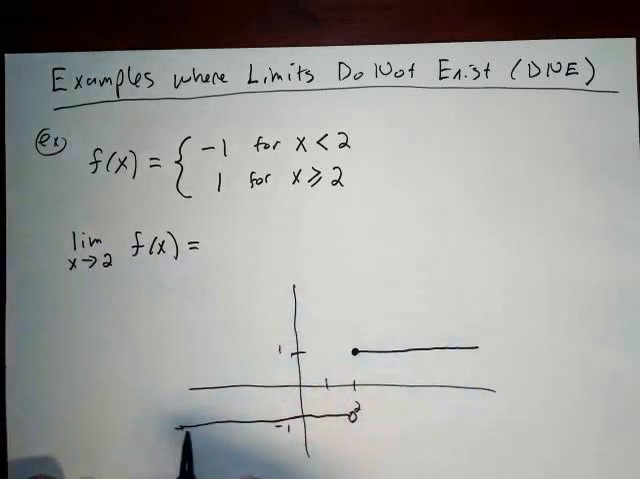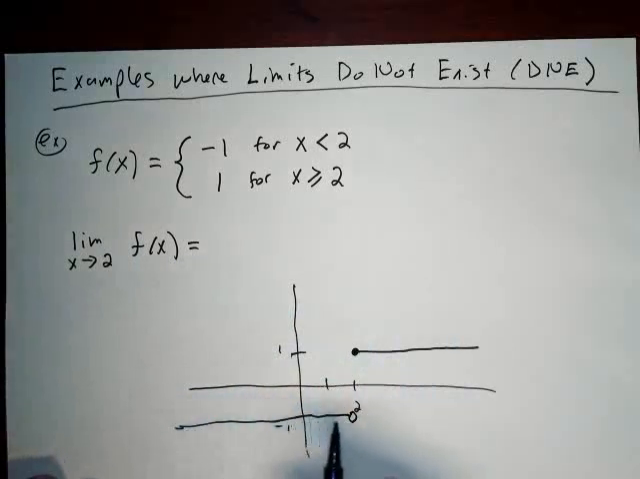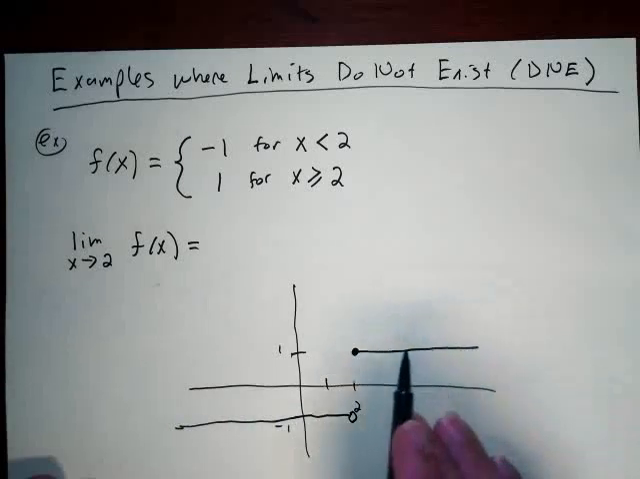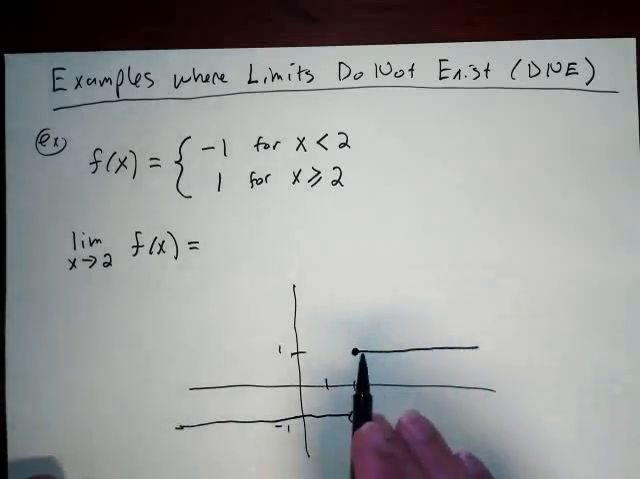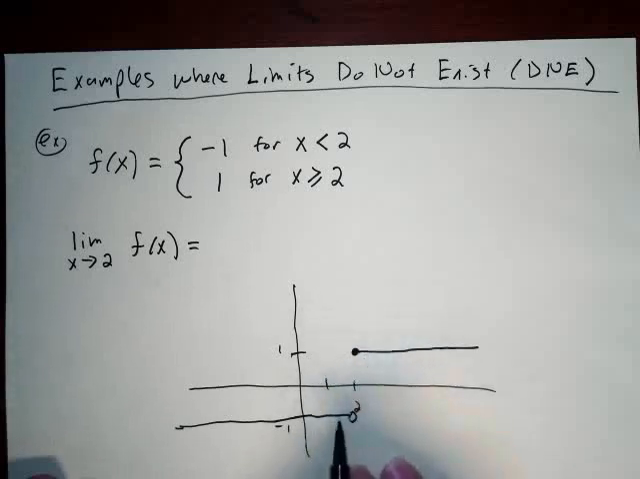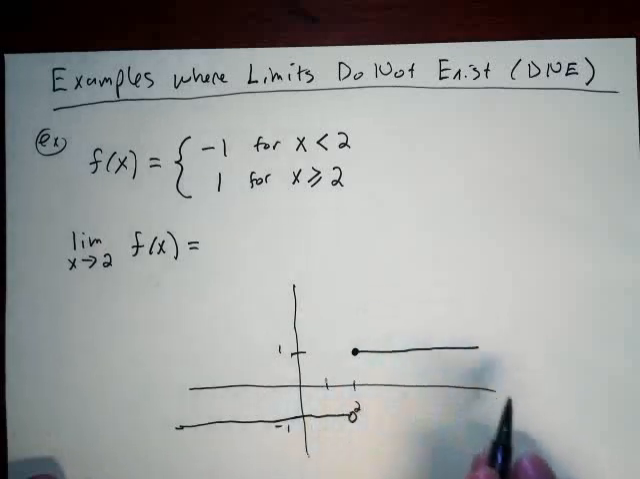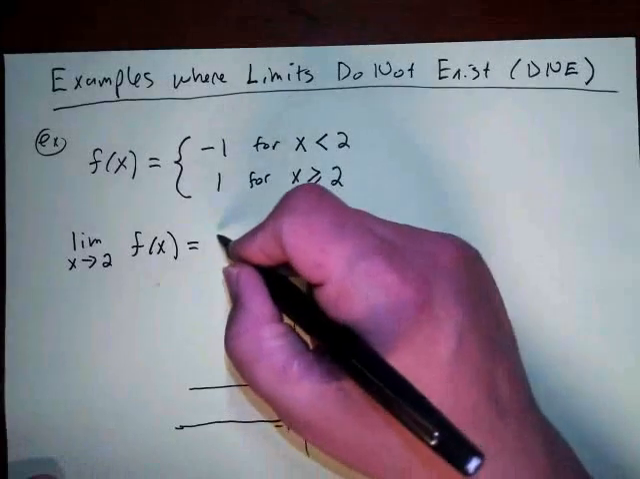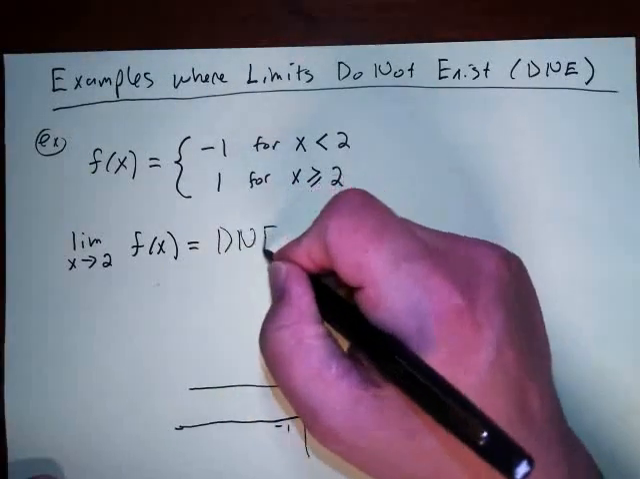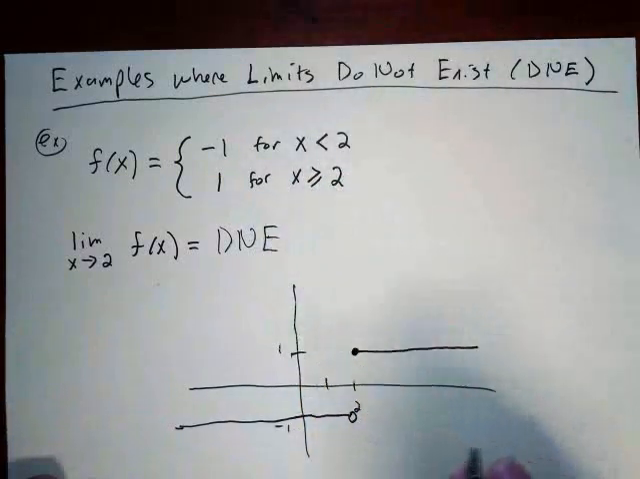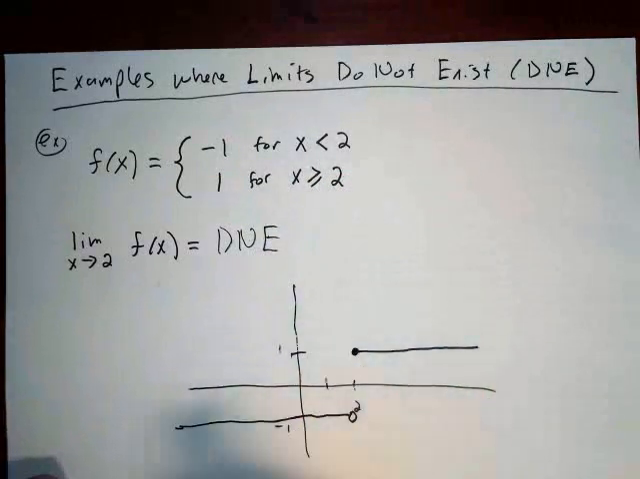Well, as you see, as you approach 2 from this direction, you're approaching -1, and as you're approaching 2 from this direction, you're approaching +1. And so the function, or the graph, either one, they're not approaching the same value from each direction. And so we would say that the limit does not exist. In other words, the graph has to approach the same value from both directions.